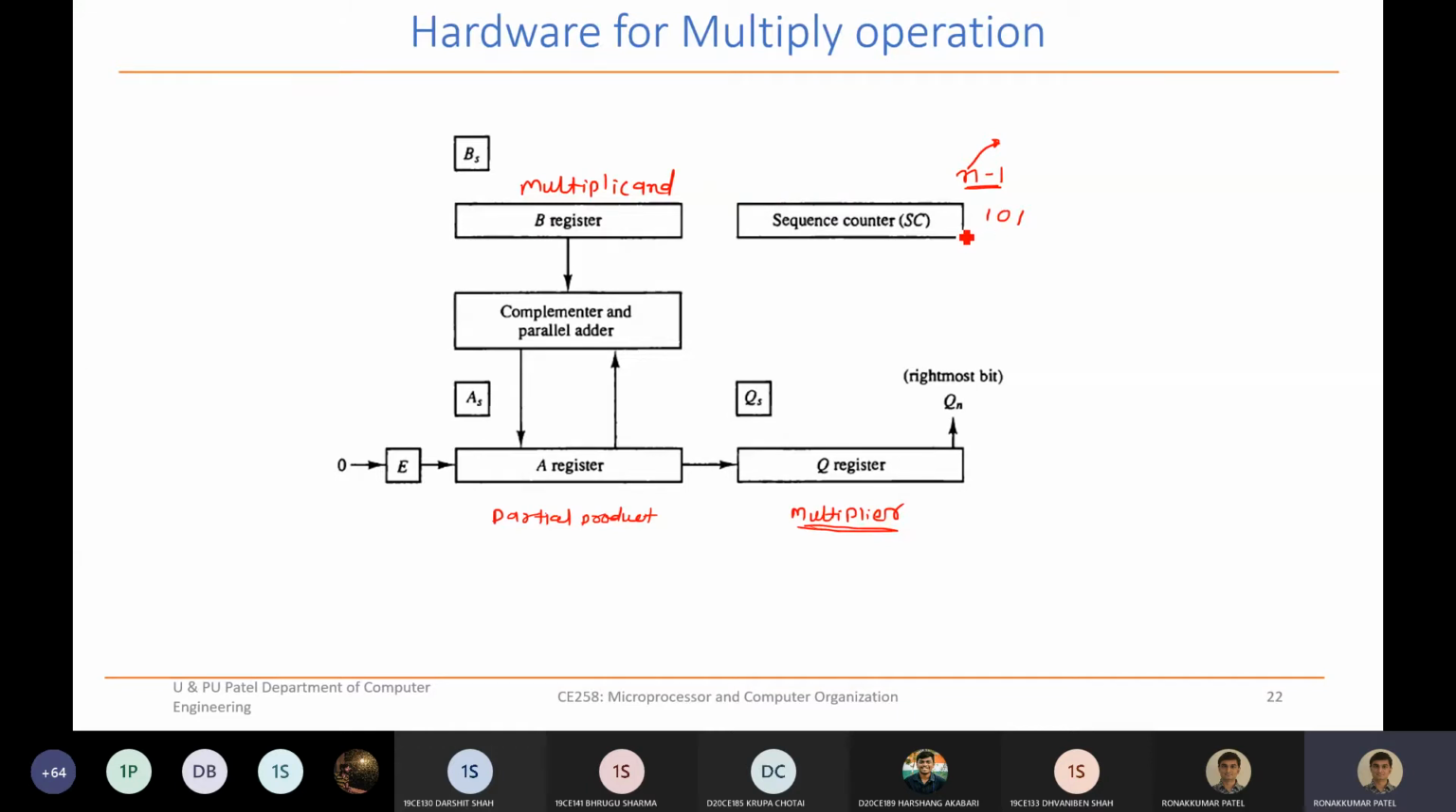So the sequence counter is also a register, so we have stored 101, and this counter is decremented by 1 after forming each partial product. So these are the hardware components required for the multiplication operation. Now we'll see the flowchart of it and you will get more insight into this.